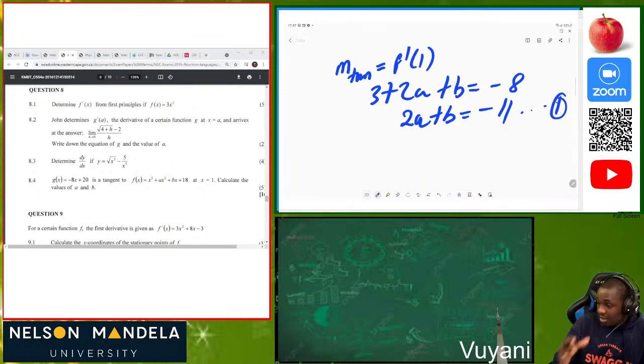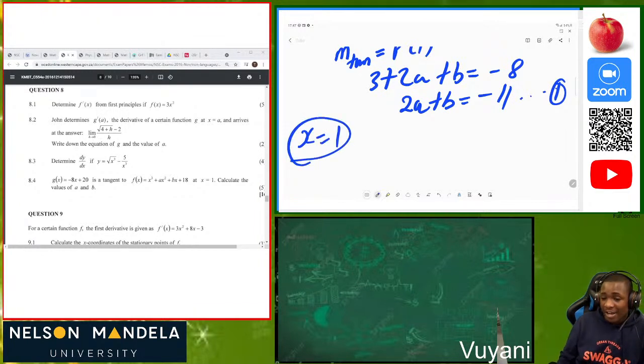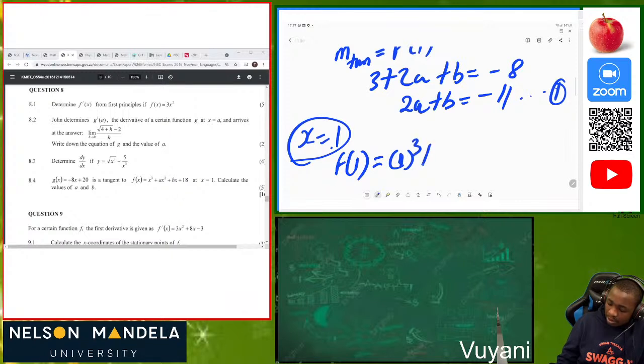So now let's determine our equation 2. How are we going to do that? We are told that at x is equal to 1. So let's determine the y value at x equal to 1. We will need to determine f of 1. So f of 1 will be 1 cubed plus a times 1 squared plus b times 1 plus 18.